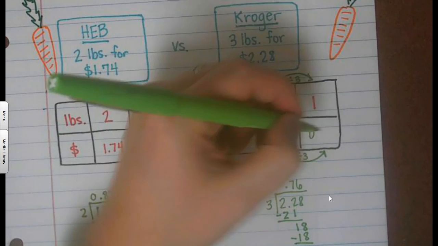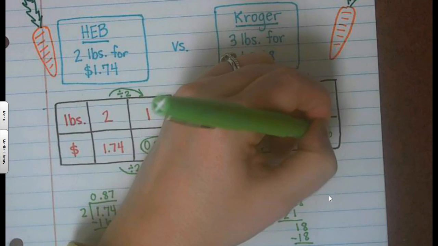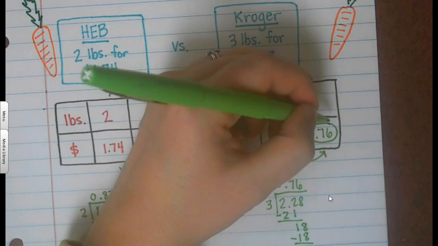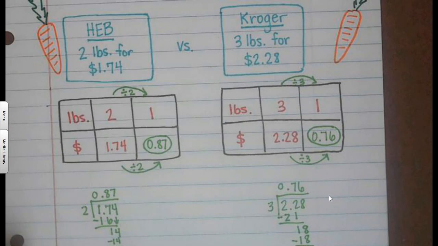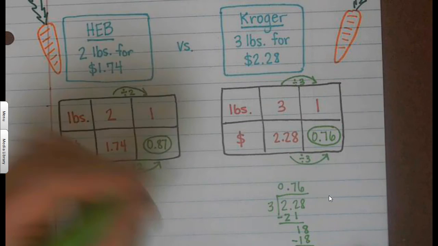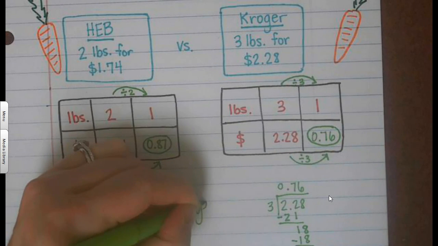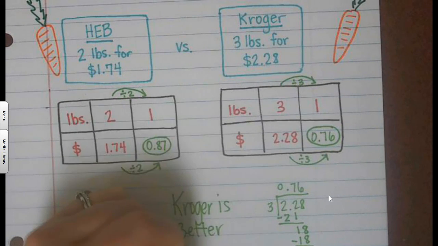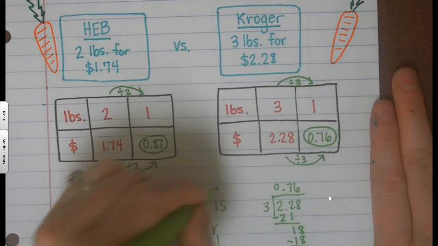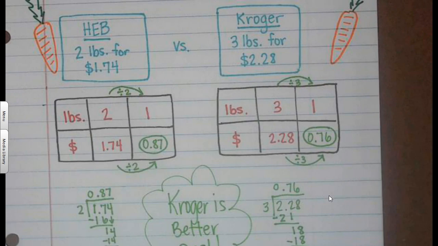So Kroger, even though their price on the carrots was more, it's a better deal because you get more bang for your buck. You're getting 3 pounds, and each of those pounds is only costing you 76 cents instead of 87 cents. So Kroger is the better deal. And that is why unit rate is important.